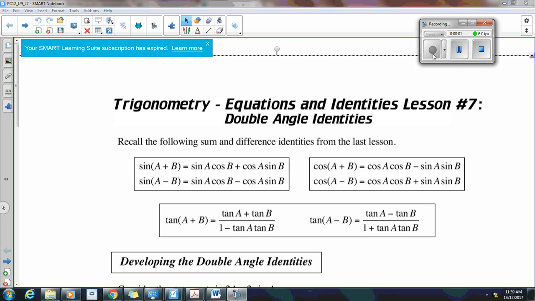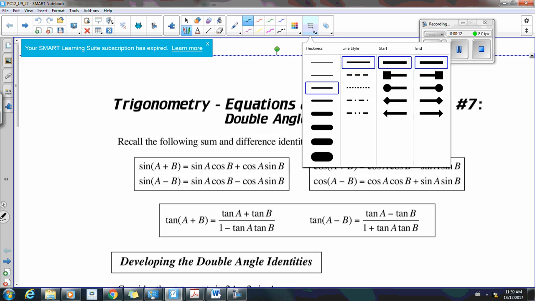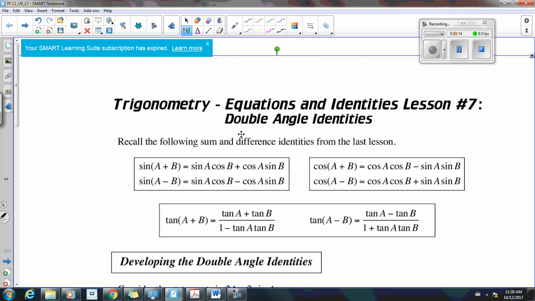Okay, lesson 7, we're now looking at double angle identities. To develop the double angle identities, we could just use the sum identities where the two angles are the same. So if I have sine of A plus A, that's really the same as having the sine of 2A. So I could do this for A and for A, and then these are now really the same expression. So this simplifies to be 2 sine A cos A.